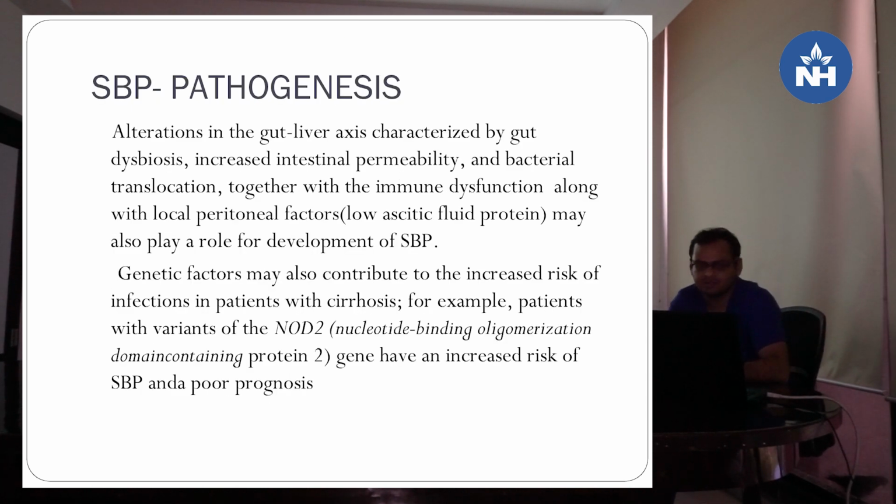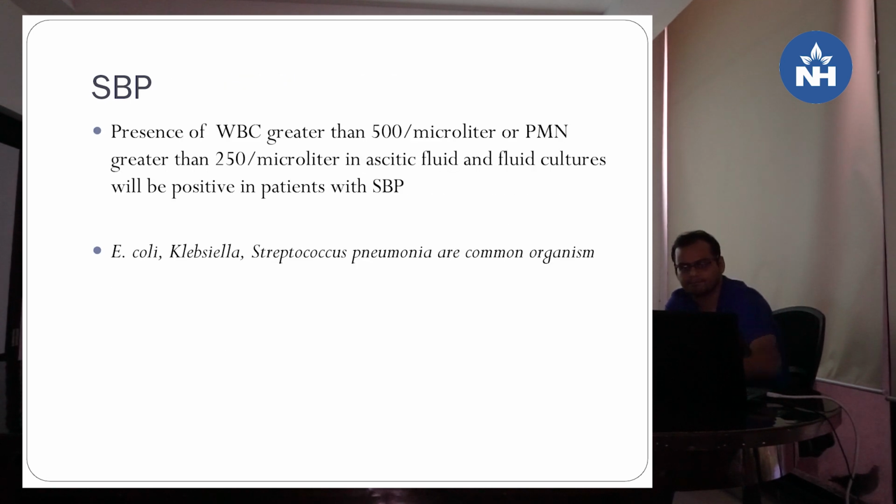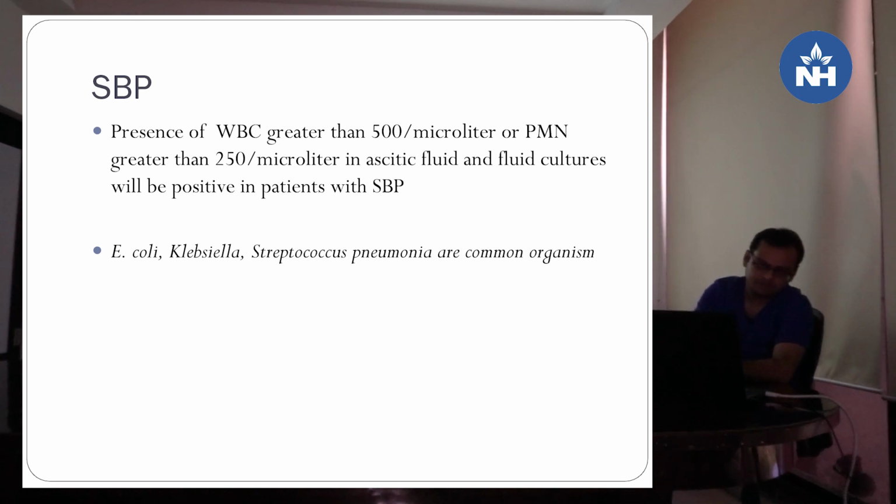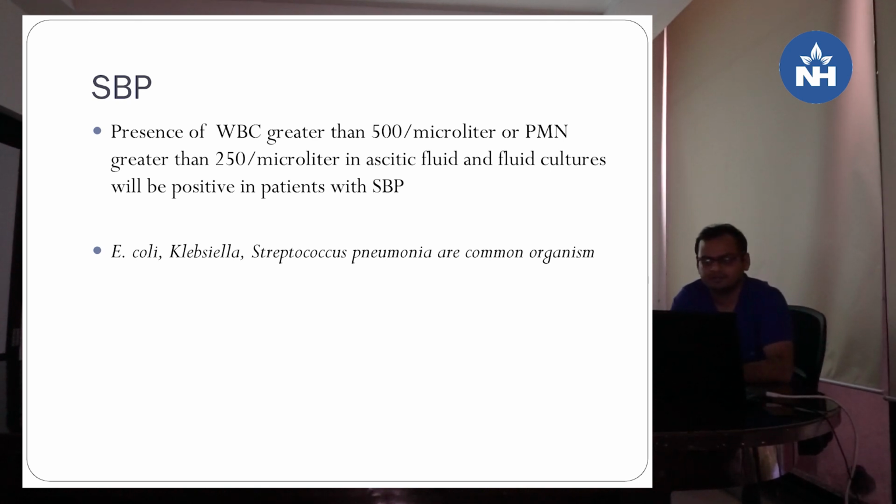Pathogenesis is nothing but an altered gut liver axis. So there is translocation of bacteria from the gut to the peritoneal fluid, which develops SBP. Genetic factors may also contribute to the increased risk of infection in patients with cirrhosis. For example, patients with variants of the NOD2 gene may have increased risk of SBP and a poor prognosis. SBP diagnosis: presence of WBC more than 500 per microliter or polymorphonuclear neutrophils greater than 250 per microliter in ascitic fluid, and fluid culture will be positive in patients with SBP.